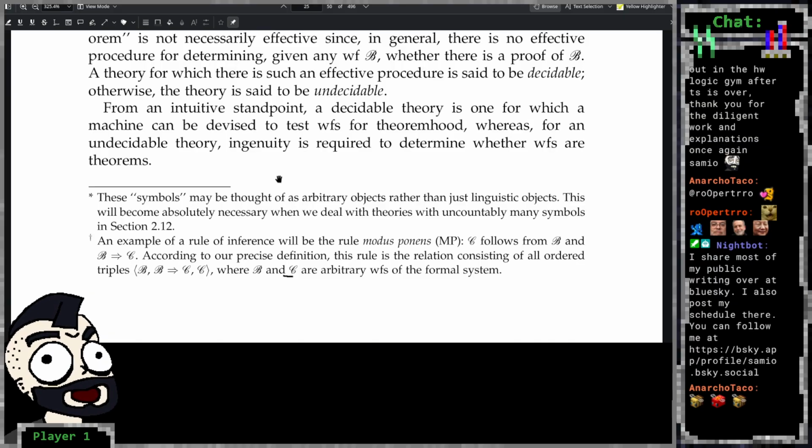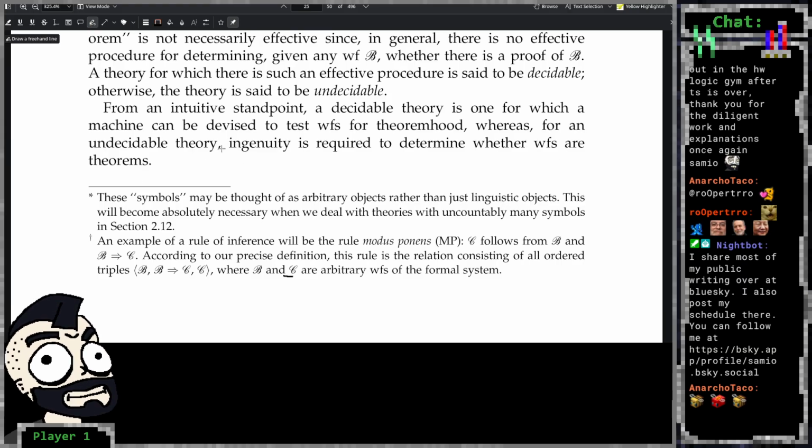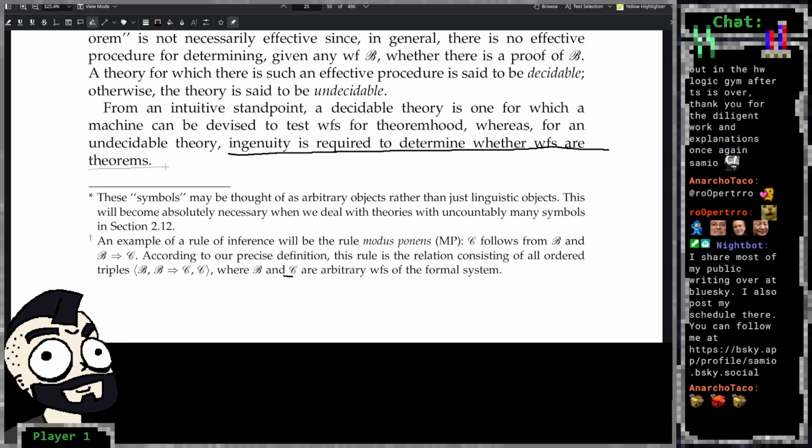Thankfully, in propositional logic, the system we're studying, that is not going to be a risk. Propositional logic is decidable, which also means that propositional logic is very simple. From an intuitive standpoint, intuitive according to mathematicians, so who knows, a decidable theory is one for which a machine can be devised to test well-formed formulas for theoremhood. Theoremhood means what makes a theorem what it is, whereas for an undecidable theory, ingenuity is required to determine whether well-formed formulas are theorems. Again, this is not a formal statement. That is a philosophical statement.